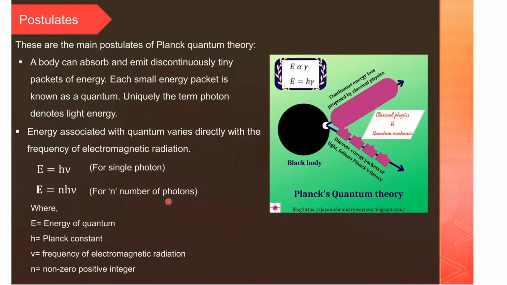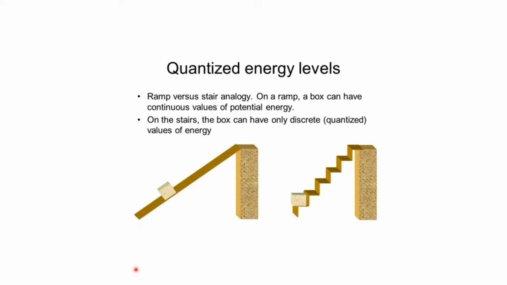So, E is h nu for a single photon, and when n photons are used, the expression is E is n h nu, where E is the energy of the quantum, h is Planck's constant, nu is the frequency of the electromagnetic radiation, and n is a non-zero positive integer, as I mentioned before. According to Planck's theory, the energies are quantized. You can see these are quantized, not continuous, like a ramp versus stairs.